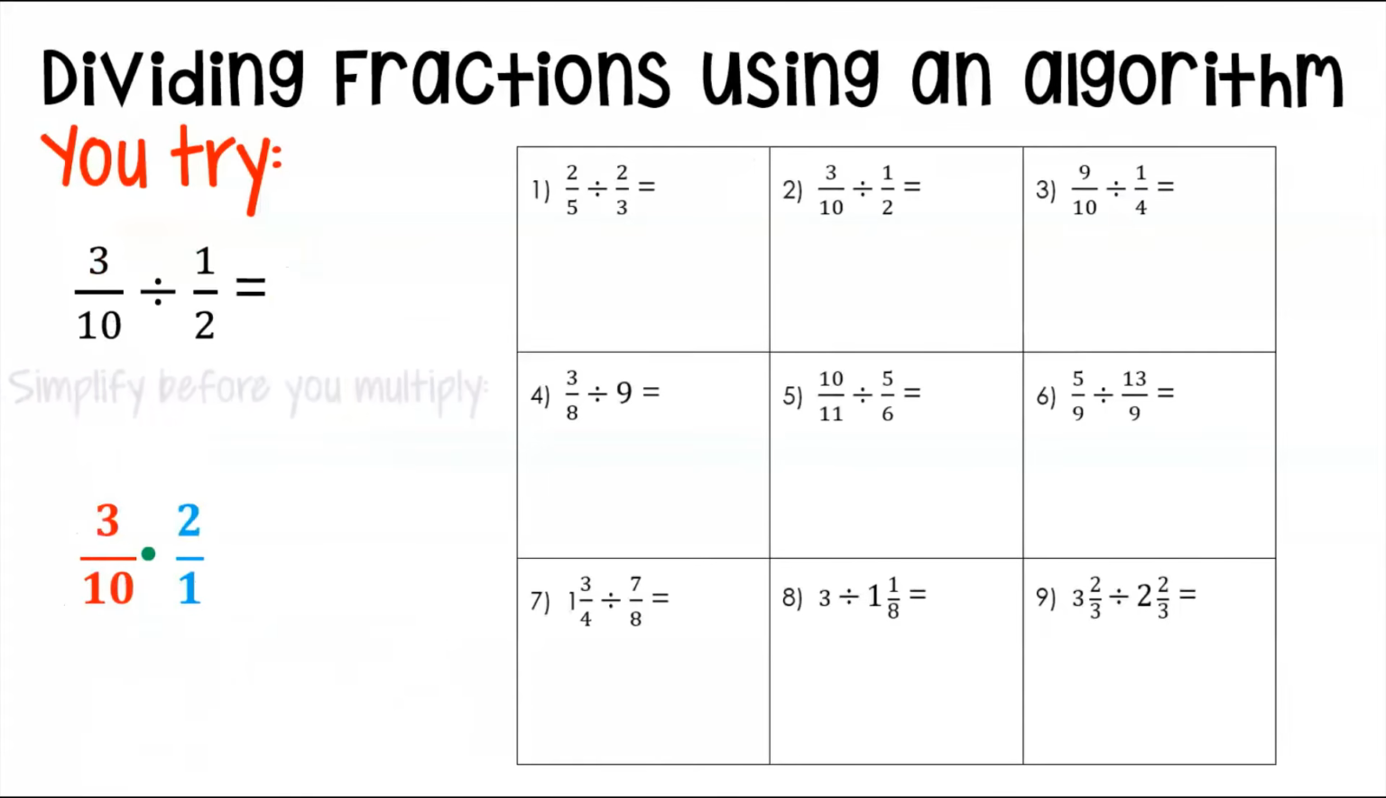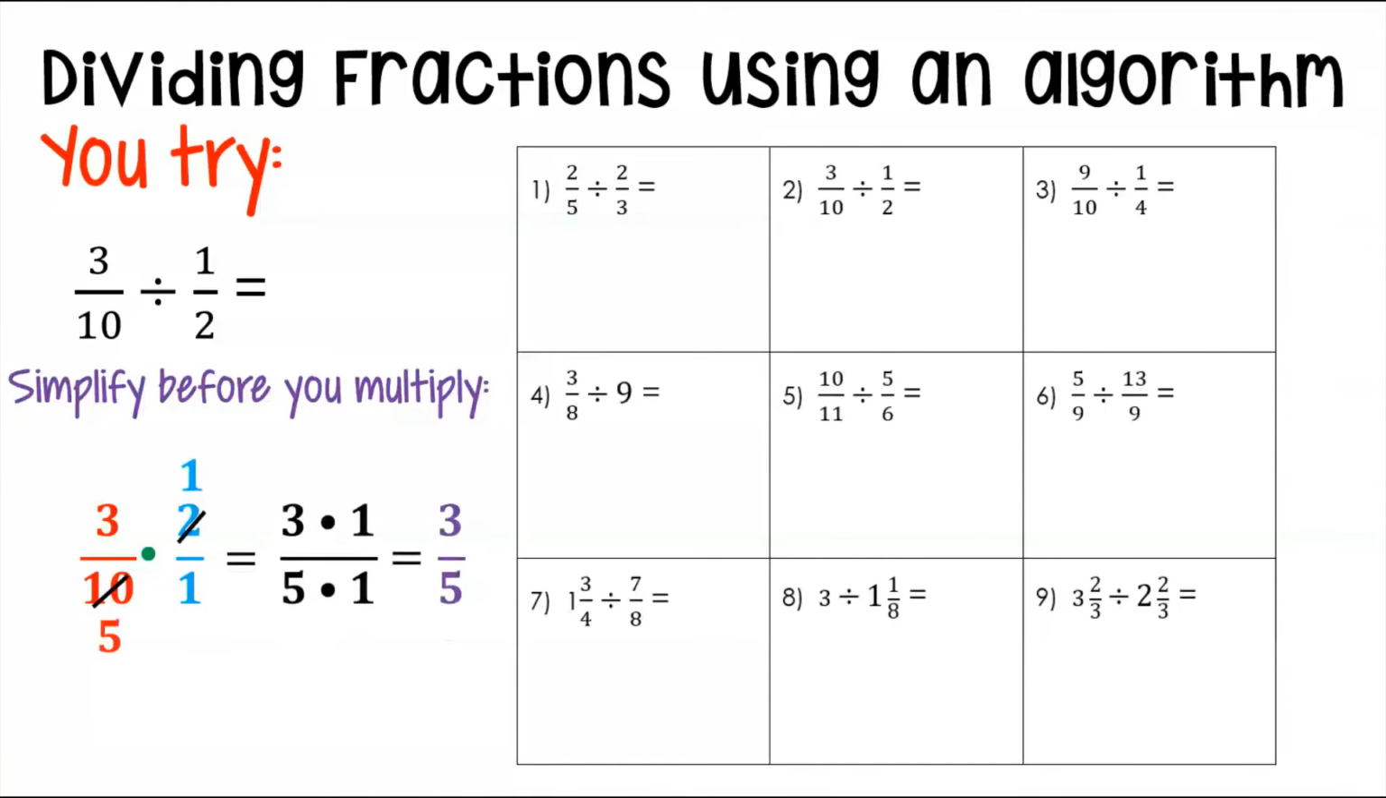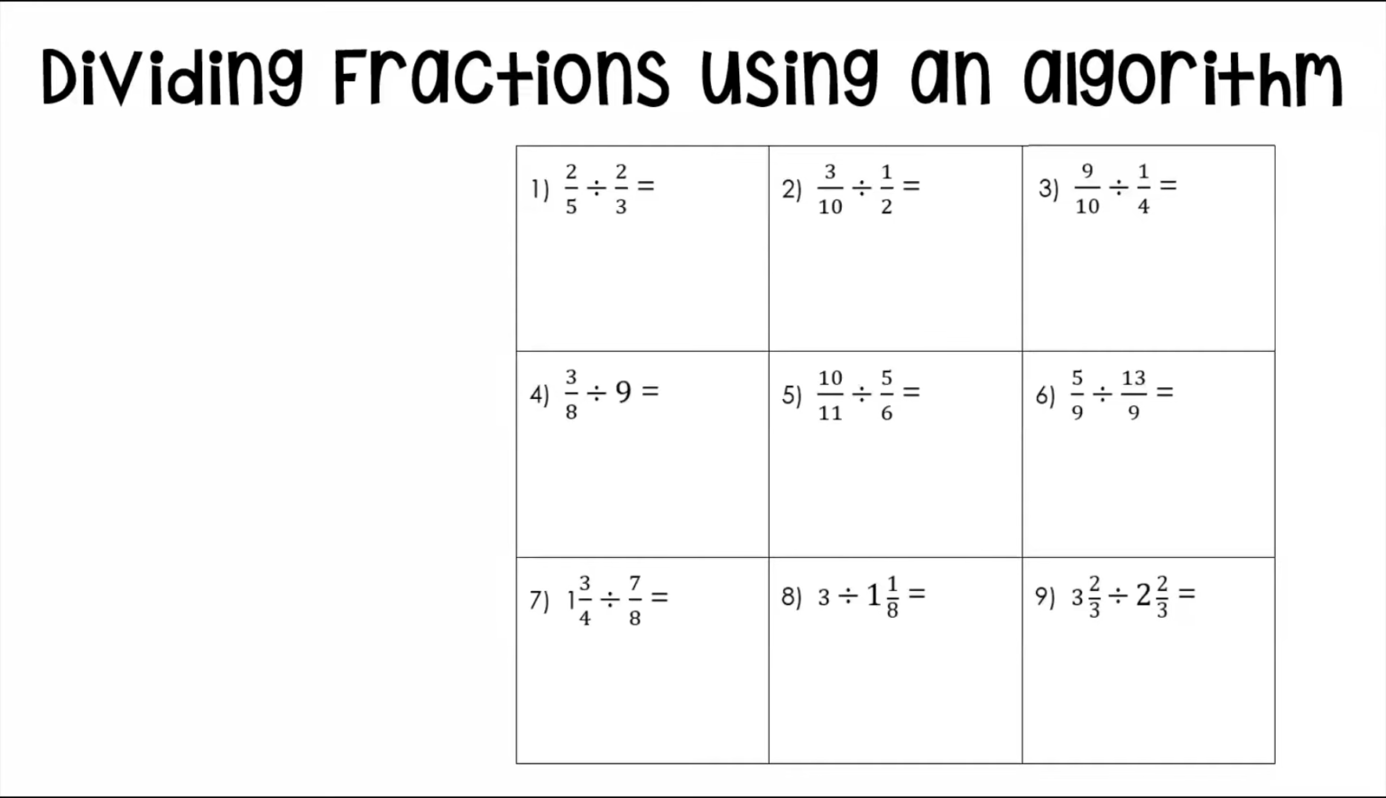Remember, you can also simplify before you multiply. The 2 on the top and the 10 on the bottom share a common factor of 2. So I'm going to divide 10 by 2 and get 5. And 2 divided by 2 gets me 1. So when I multiply across this time, I get 3/5 also. All right, now you try question number 3.